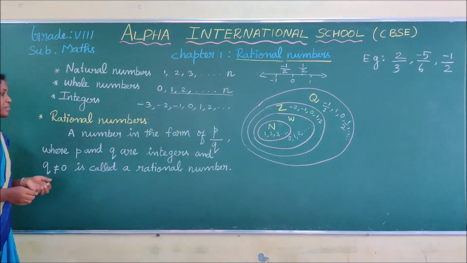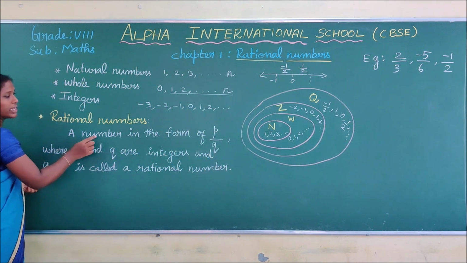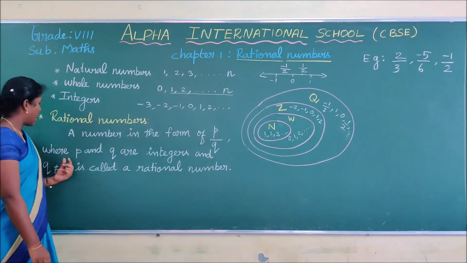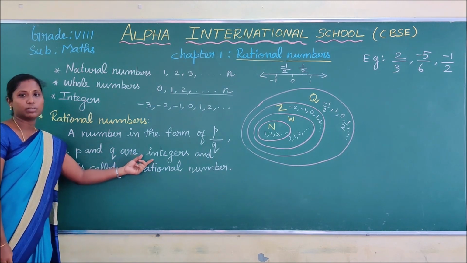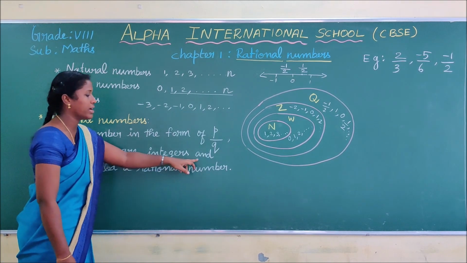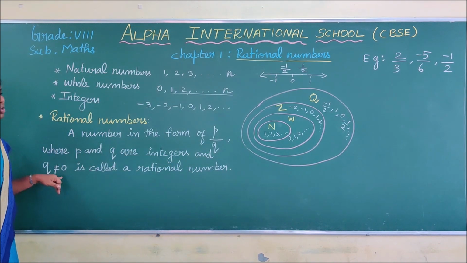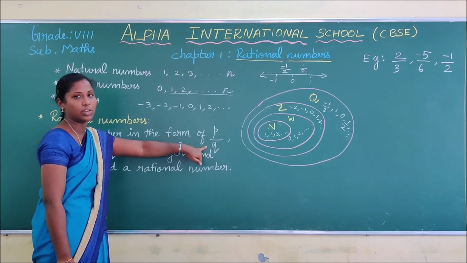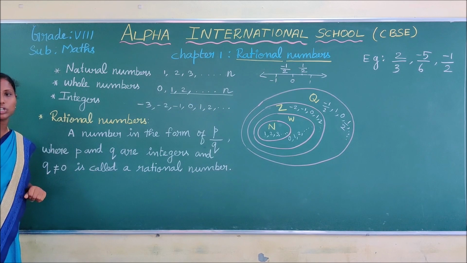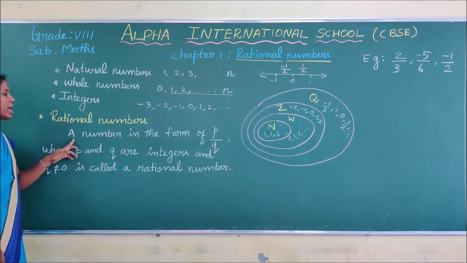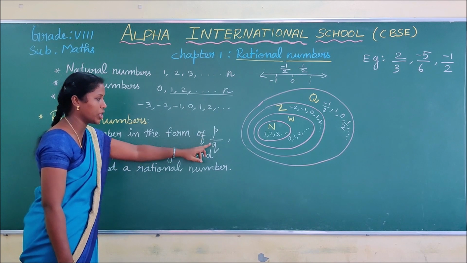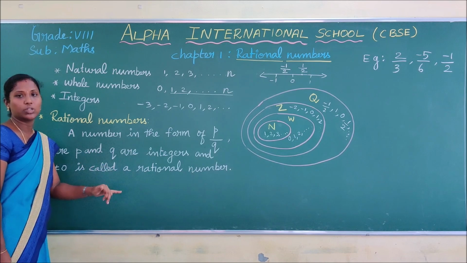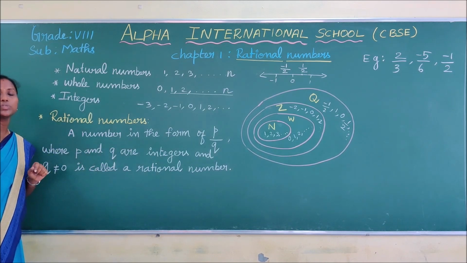Look at the definition here. Rational numbers: a number in the form of p by q, where p and q are integers. P by q means in the form of a fraction. P and q may be any integers and q is not equal to 0. Here q represents the denominator. The denominator should not be equal to 0. Then the number is called a rational number. So a rational number is a number in the form of p by q, where p and q are integers and q is not equal to 0. Surely the denominator should not be equal to 0.